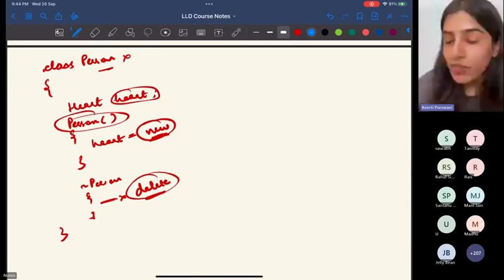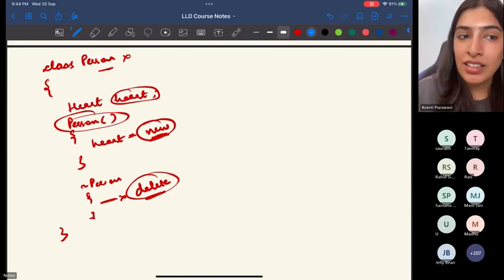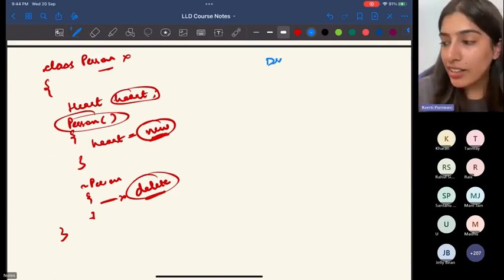Yes, Kirti. Can driver and ride be composition? Driver and ride.